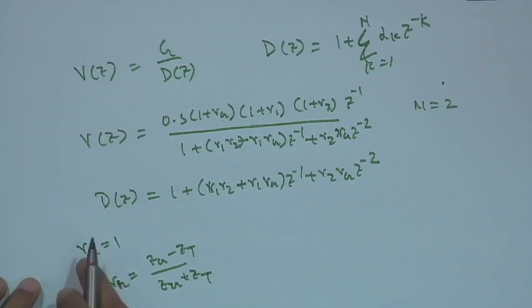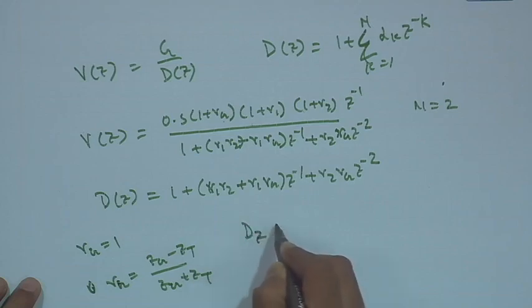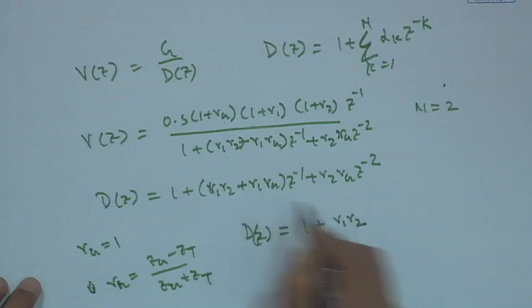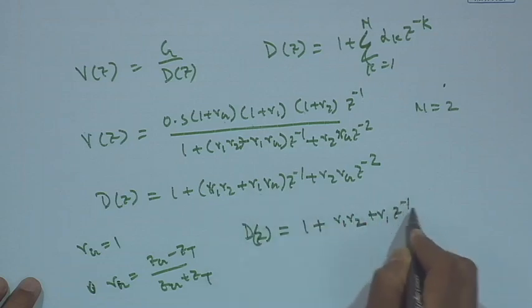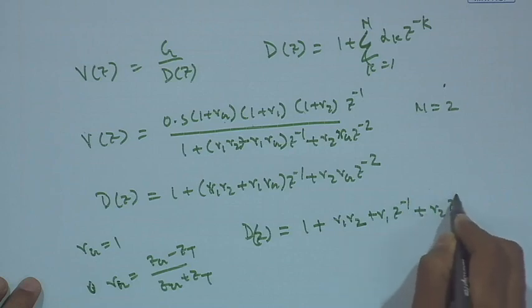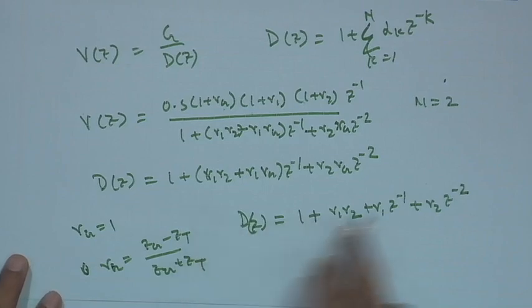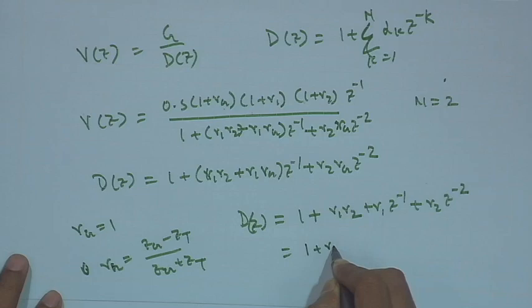Okay. Now, if I consider Rg equal to 1, then D(z) is 1 plus R1 R2 plus R1 z to the power minus 1 plus R2 z to the power minus 2. If it is an n tube model instead of 2 tube, it is of the same form. Now I want to write down the recursive equation.